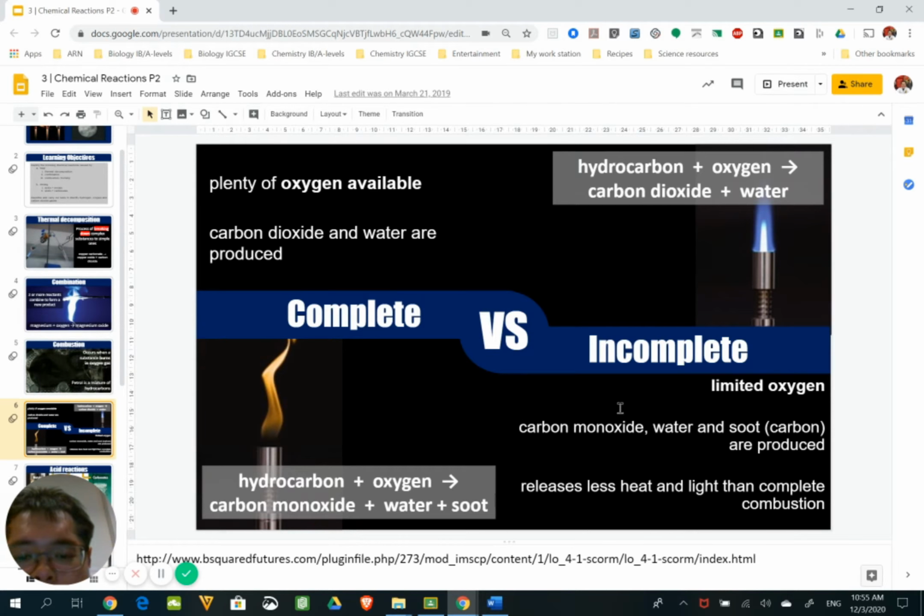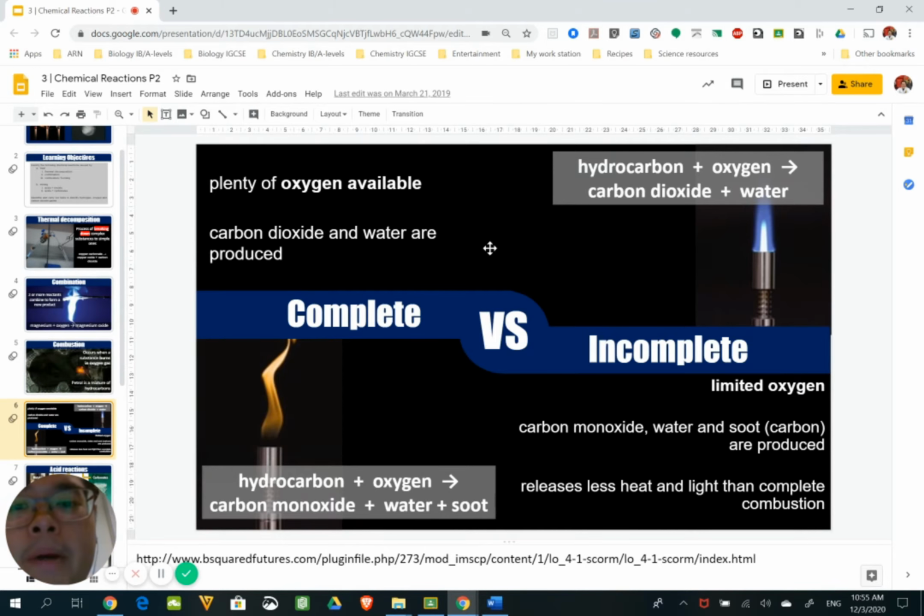For an incomplete combustion, it basically has limited oxygen. So as a result, your products produced are different: carbon monoxide, water, and soot. Soot is actually the black carbon powder that you see that's been formed. And it will release less heat and light than complete combustion. If you look at the 2 Bunsen burners over here, you will notice that one Bunsen burner has the non-luminous light and the other has the luminous. The luminous is an incomplete combustion. The non-luminous here is a complete combustion.